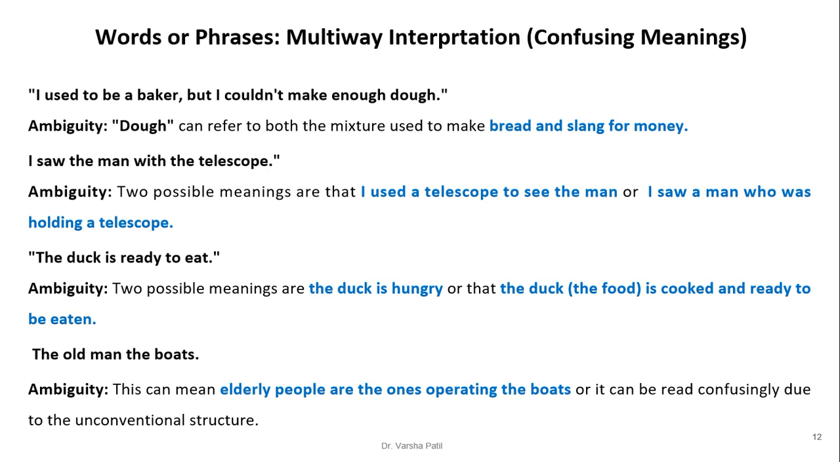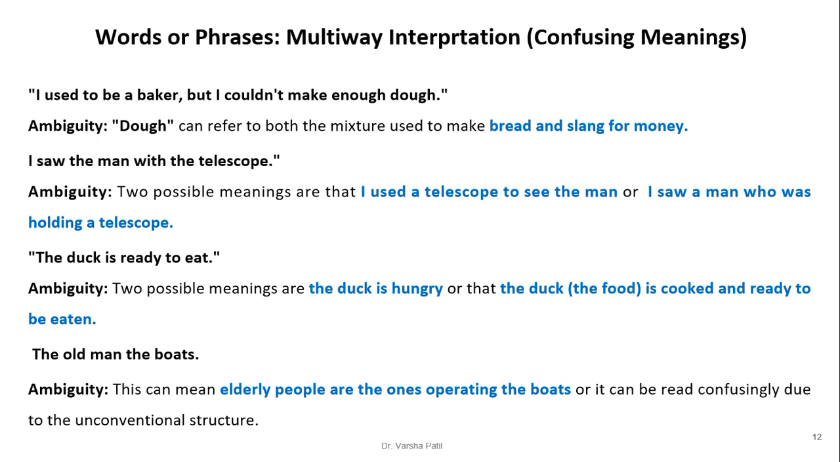Next is words or phrases having a multiway interpretation or confused meaning. For example, I used to be a baker but I couldn't make enough dough. Here, dough can refer to both the mixture used to make bread or slang for money. I saw the man with the telescope. For this statement a lot of meanings are possible, but here only two are given. That is, I used a telescope to see the man, or I saw a man who was holding a telescope.